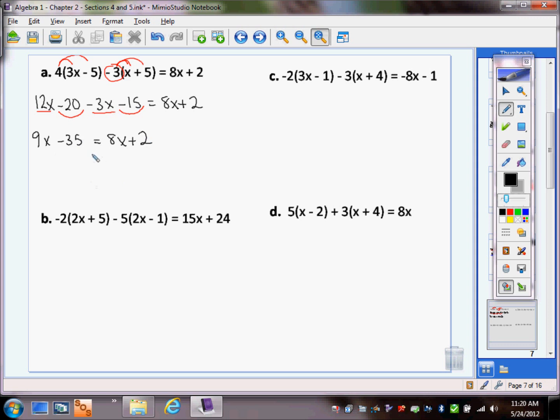Now, opinions. Would you prefer to move the 8x over or subtract it from both sides? Anybody have an opinion? Nobody cares? Either way. All right, well, this one I'll subtract. Okay, so I get x minus 35 equals 2. Then I'm going to add 35 to both sides. And I get x is equal to 37.